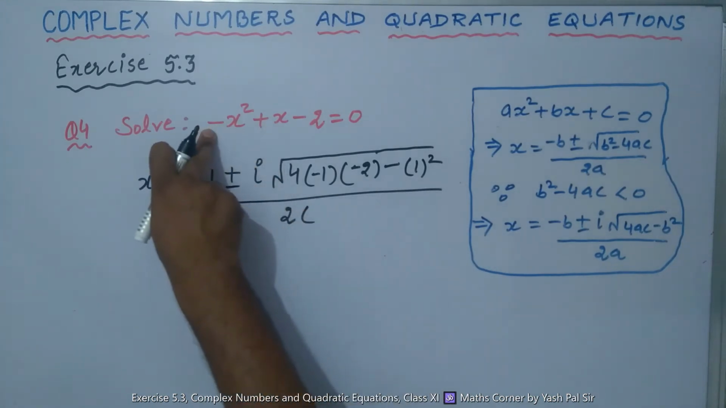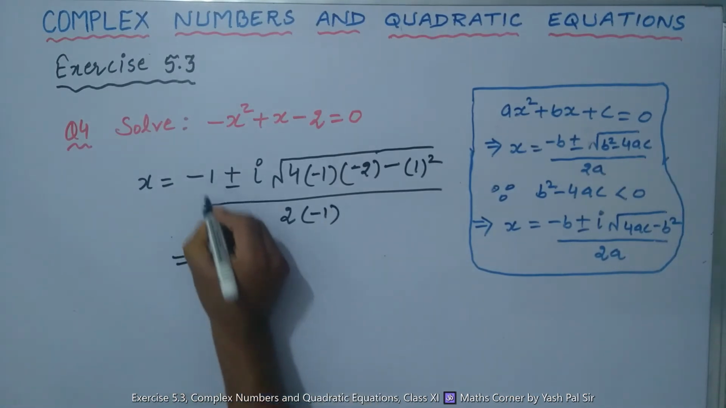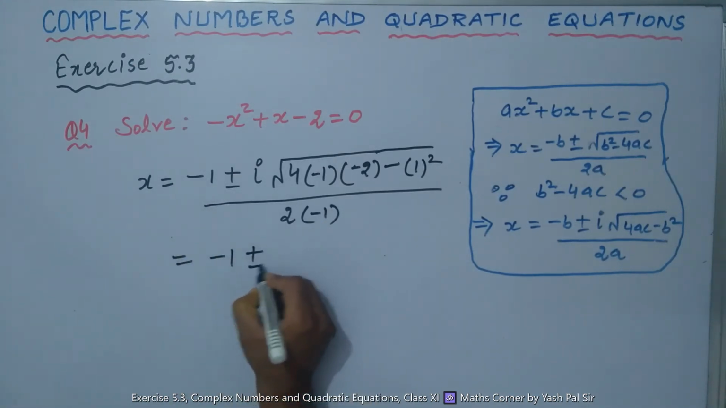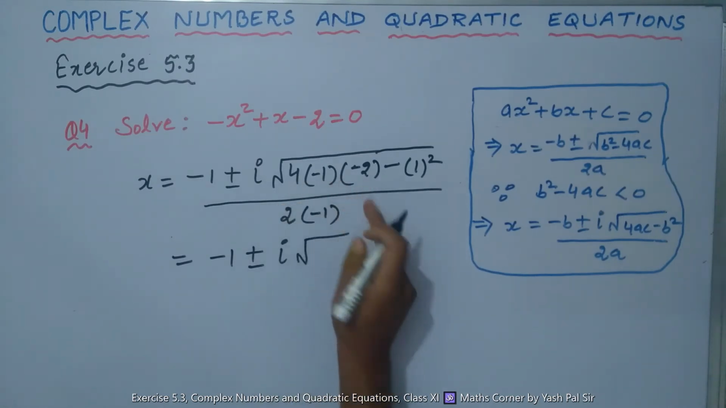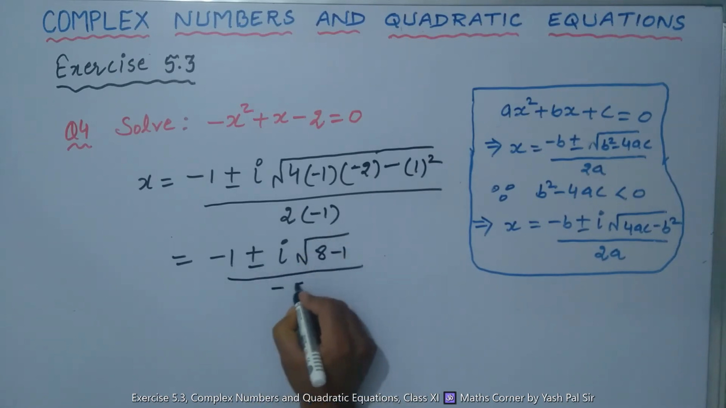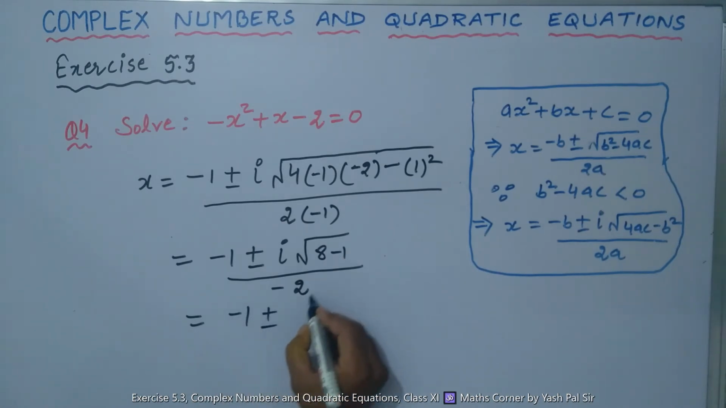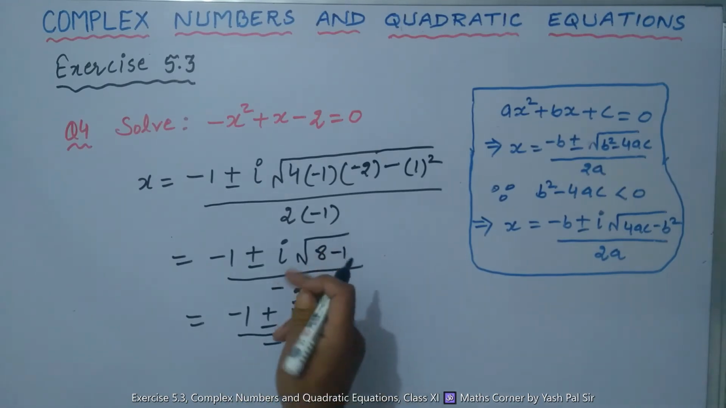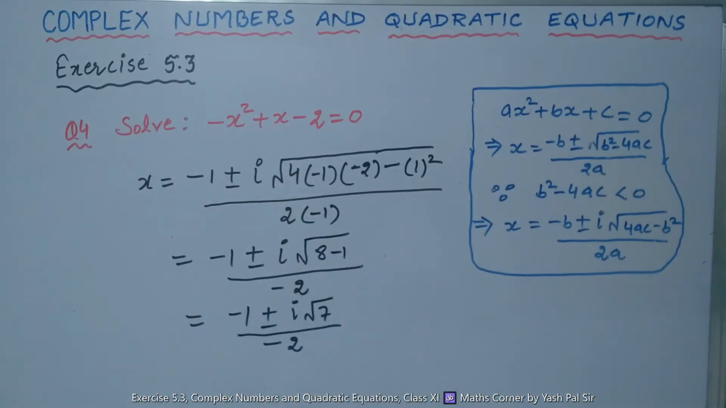A means the coefficient of x square, which is minus 1. So x is equal to minus 1 plus minus iota square root of (4 twos are 8, minus 1) upon minus 2. So this is equal to minus 1 plus minus iota square root of 7 upon minus 2. So this is the solution of the given quadratic equation.